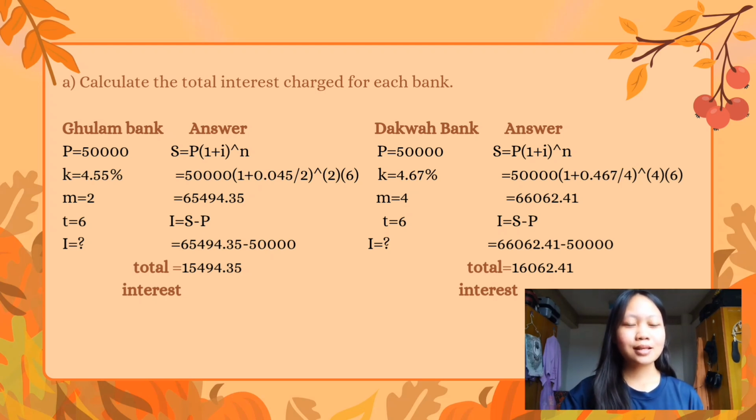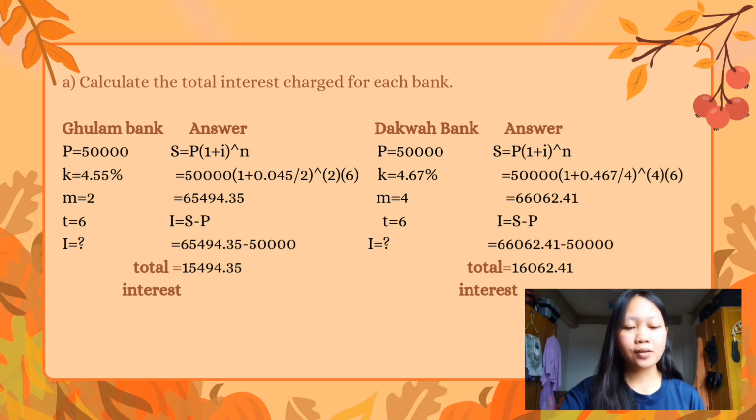Before we continue, let's look at the formula that we have used, which is S = P(1 + i)^n. Now let's look at the answer. For principal, we put the initial amount of 50,000 in P. The interest rate 0.045, we put in bracket. It will be 1 + 0.045 / 2 in bracket. For the n, which is the number of periods, we put 2 in bracket and also 6 in the bracket. Why? Because 2 is for the semi-annually and 6 for the years.